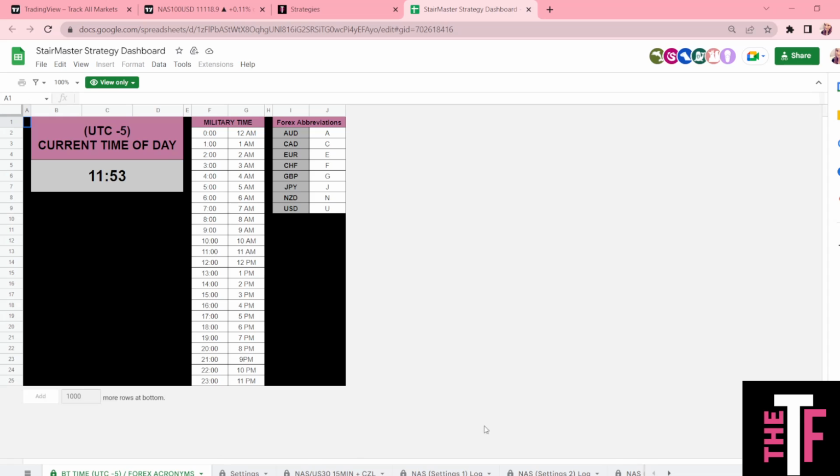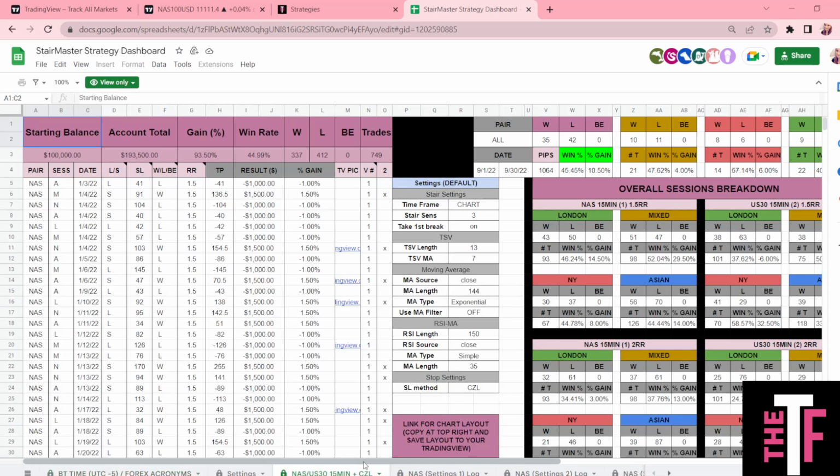Basically though, if you want to trade a simpler version, you'll come to this tab on the bottom. All these tabs you can see have all our backtesting data on them, and you can find all of the data for it. But you want this one, NAS US 30, 15-minute plus CZL. That's consolidation zones live. Click on that. It'll pull up the data.